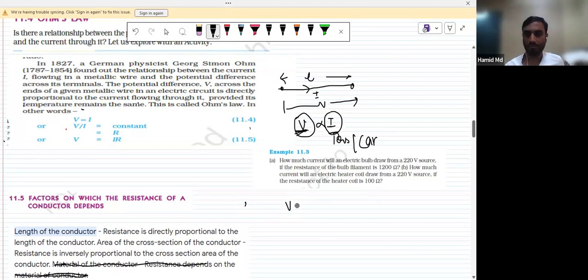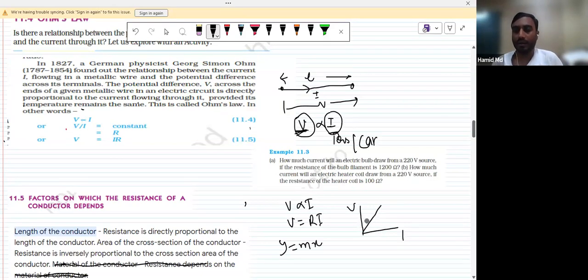So V is directly proportional to I, and if we remove the proportionality sign and bring in the constant, it becomes V equals R into I, like y equals mx. So this is V and this is I. This is a straight line. If this is the case with a conductor, if we have conducting material, then we will get a straight line.